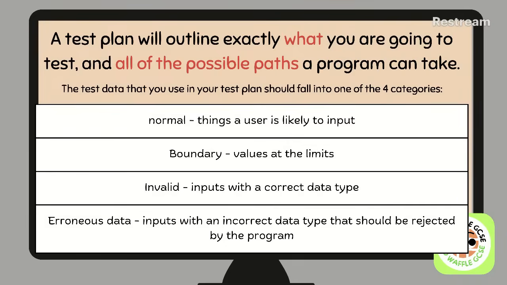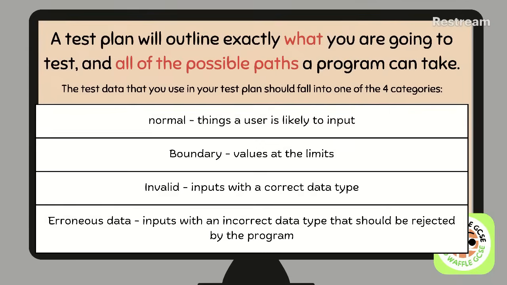So, a test plan will outline exactly what you're going to test and all of the possible paths that your program can make. The test data that you use in your test plan should fall into one of the four categories: normal, boundary, invalid, or erroneous data. Normal is something a user is likely to input, so any value that is pretty much predicted. A boundary is the value at the limits.